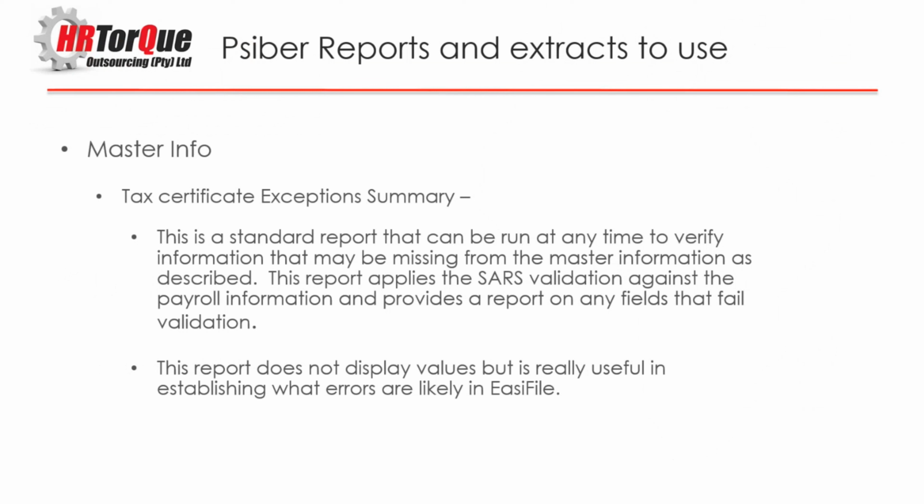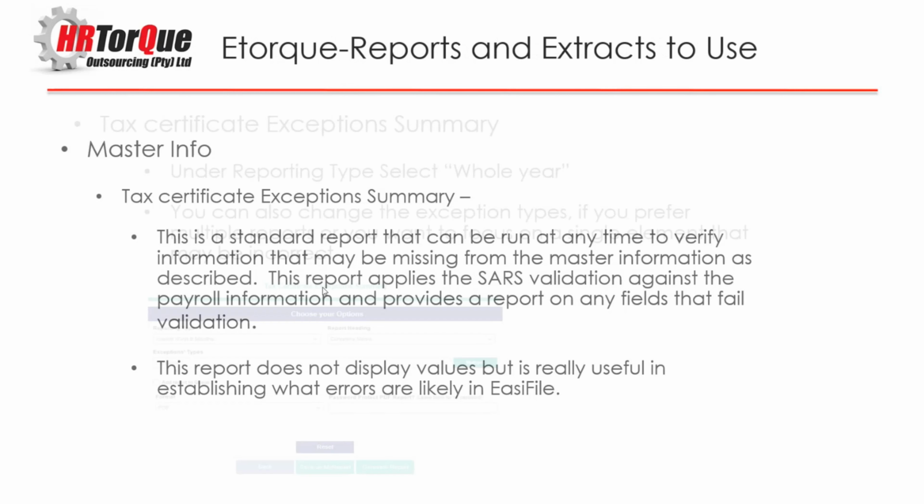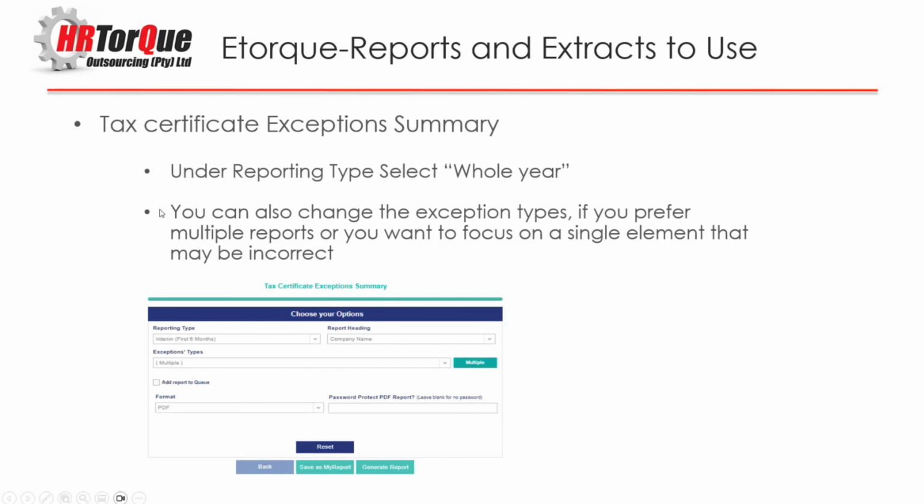So again, our master information, probably the first step in all of this, is checking to make sure that all your master detail, and master detail in this instance refers to your employee information. So there is a tax exceptions report where you can go and extract that report directly. It tries to mimic any errors that we would have received if we were looking at the SARS Easyfile employer. It doesn't have any values in it, but it does give us all the master file validations. So you can find that in your report section.